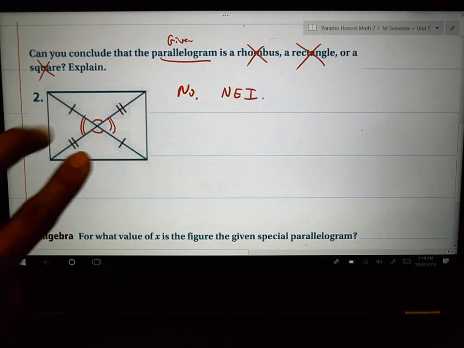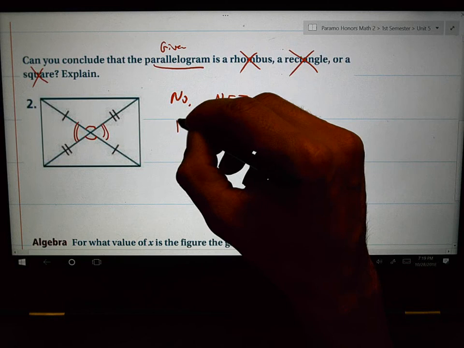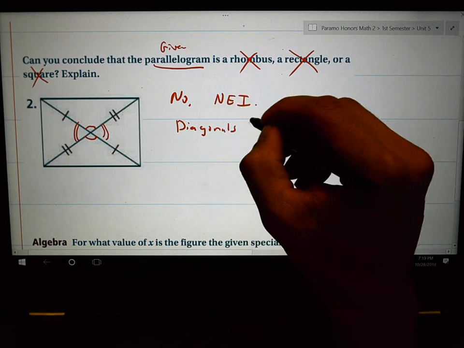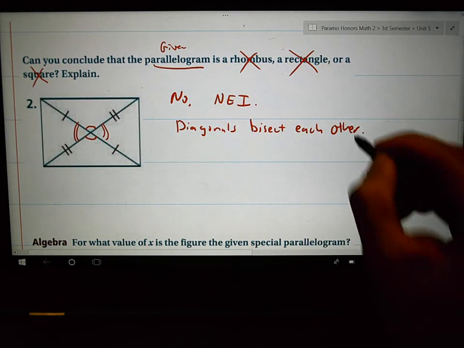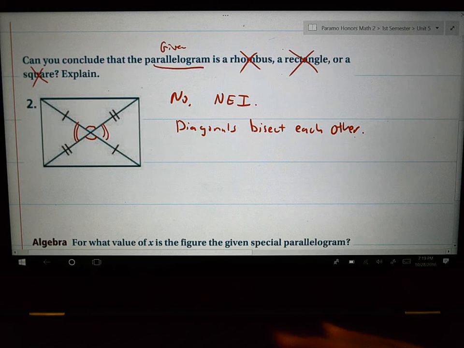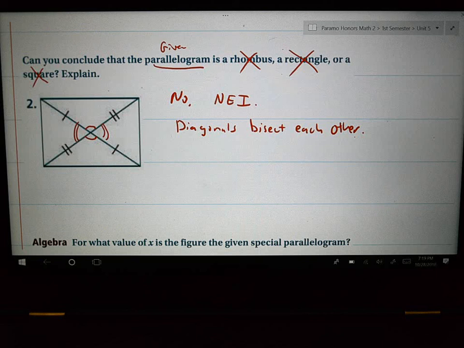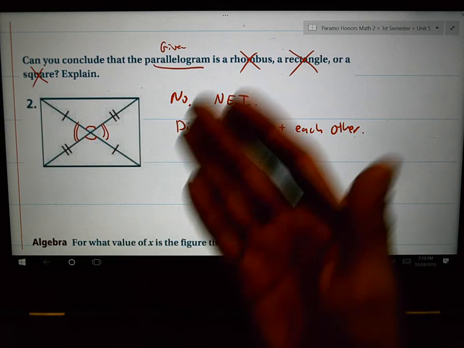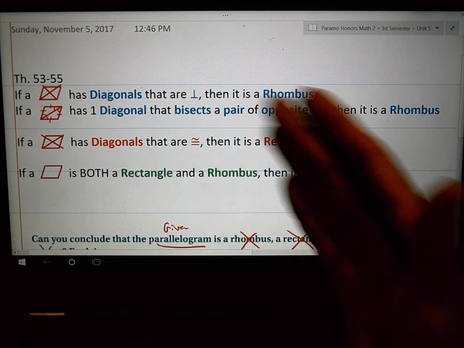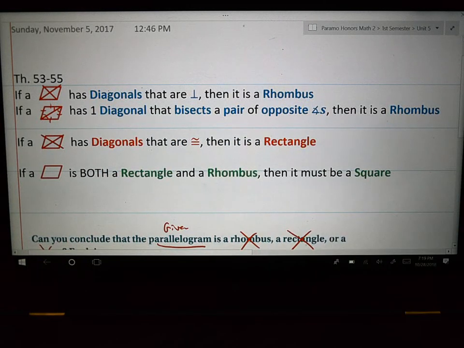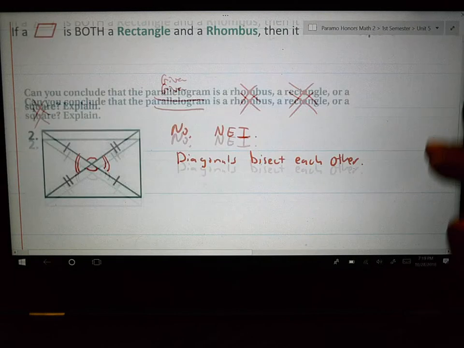so far. These diagonals bisect each other, which is a property of all parallelograms. If I were to go to 5.2 notes, you would see the diagonals bisect each other. It's a parallelogram. Yes, I already know it's a parallelogram. That was given, but we don't have any information that would lead us to believe that it's a rhombus, a rectangle, or a square. I hope that makes sense to you.